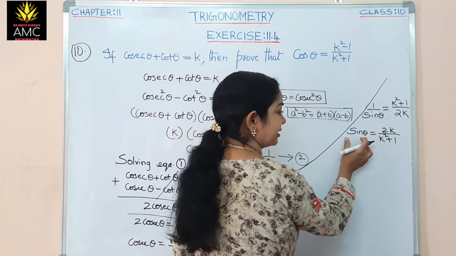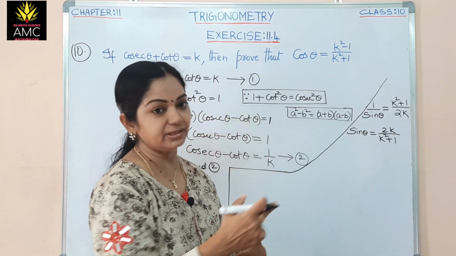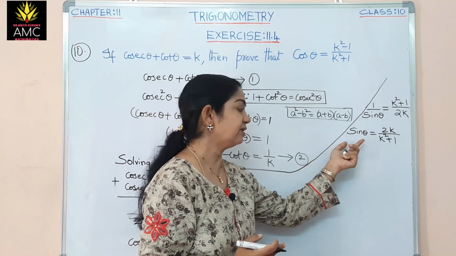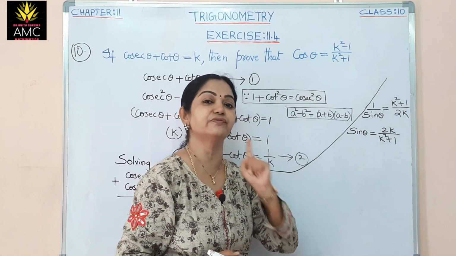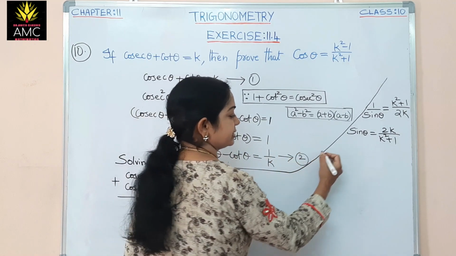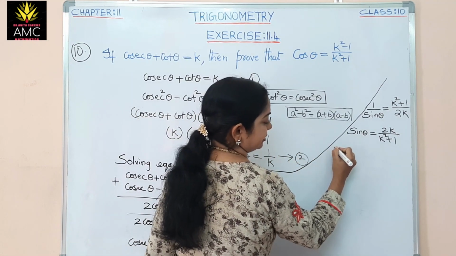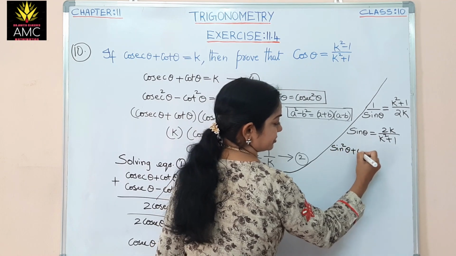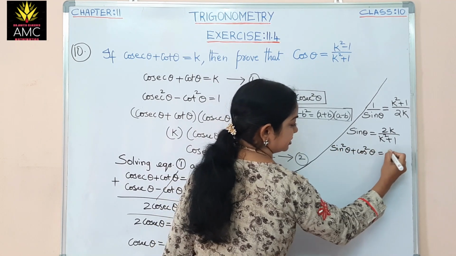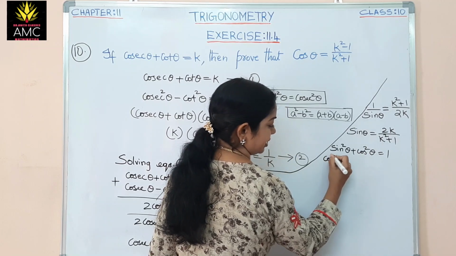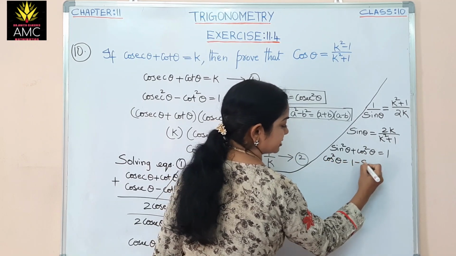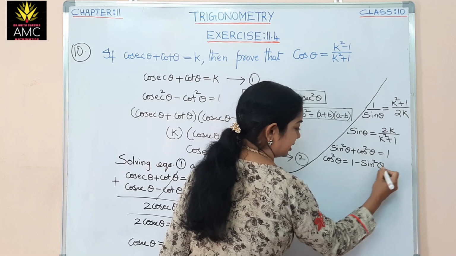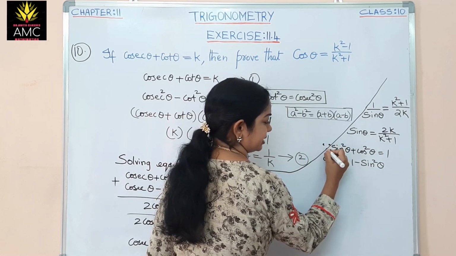But we got sine. From sine, can we bring the cos? If you want to bring the cos, you have to use the first identity. The first identity tells that sine square plus cos square equals 1, isn't it? Now, I want cos square theta equal to 1 minus sine square theta. So that I'll use it; you keep sine as it is.